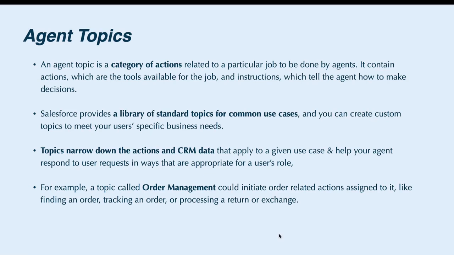For example, if I create a topic called order management, this could initiate some order related actions that are assigned to it. For example, finding an order, tracking an order, or processing a return and exchange. And the natural language instructions that we provide in the topic will actually tell the agent when to initiate some specific actions, and they can act as specific guardrails for the agent.